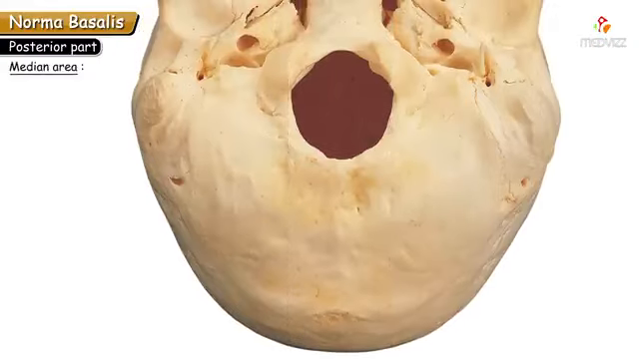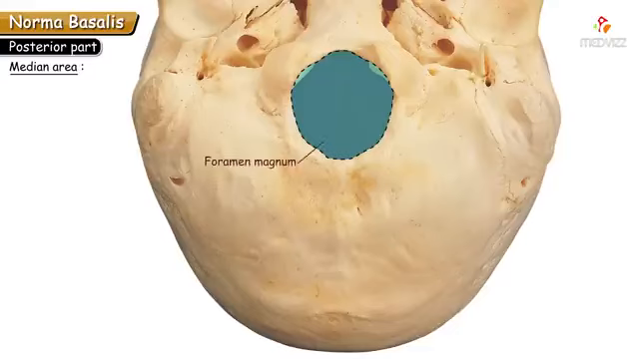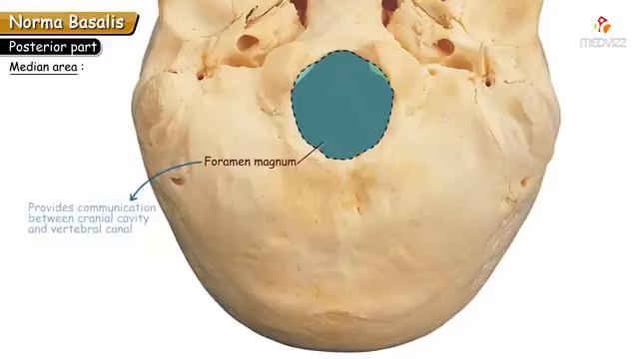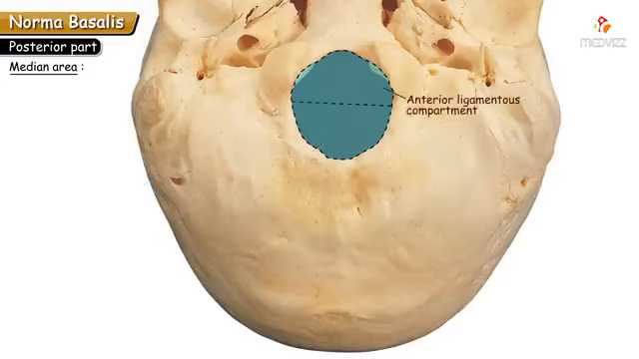And the median area is marked by a large foramen which is ovoid in shape, which is the largest foramen in the skull, the foramen magnum. It is the communication between the cranial cavity and the vertebral canal. To remember the structures passing through this foramen magnum, for our easy learning, we divide it into anterior and posterior parts. Anterior ligamentous compartment and posterior neurovascular compartment.